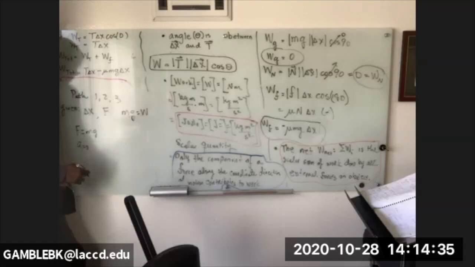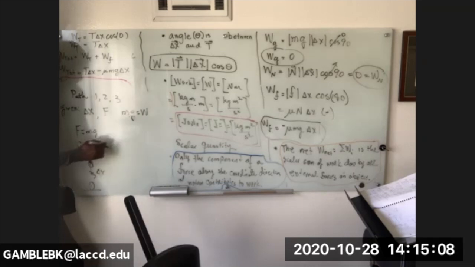I don't really know how to draw it. In path 1, here's the ground, here's the dumbbells moved from the ground to some height, delta x. So delta x was that height, and they moved up to this height, right? As they're moving, it's moving at a constant speed. So anywhere along that path, F is up and mg was down. And I picked them up at a constant speed. So F was equal to mg as I moved it up.